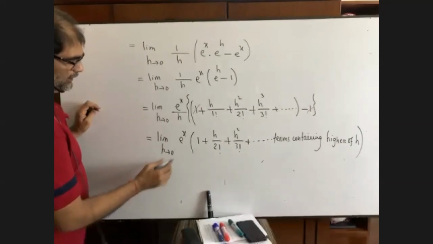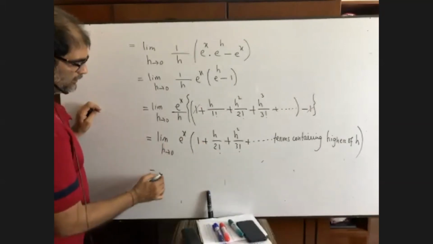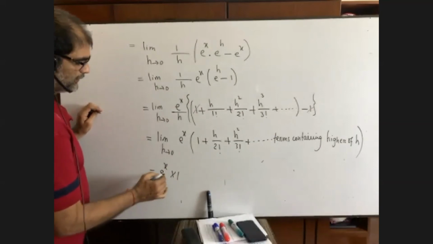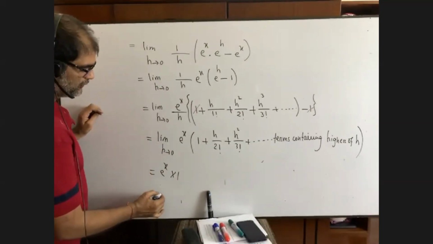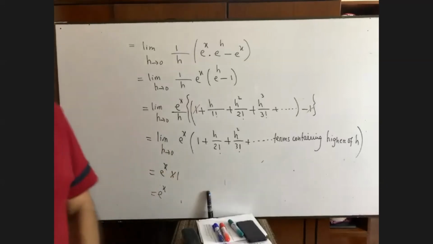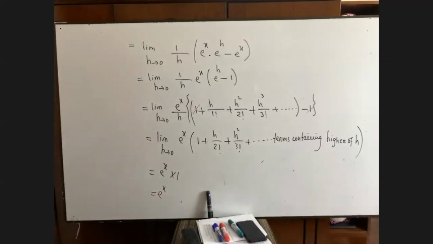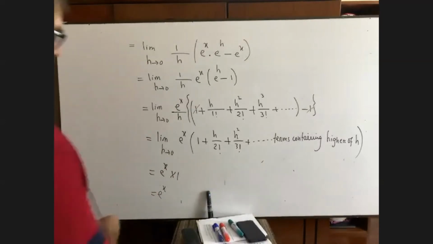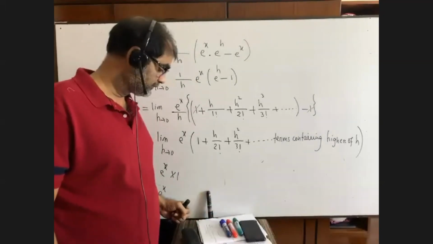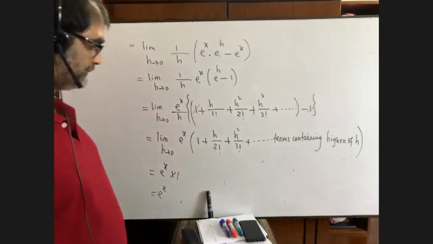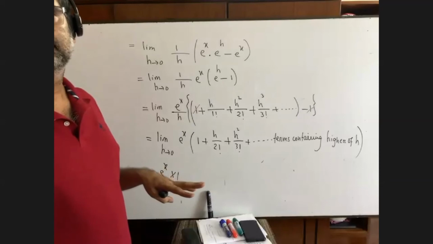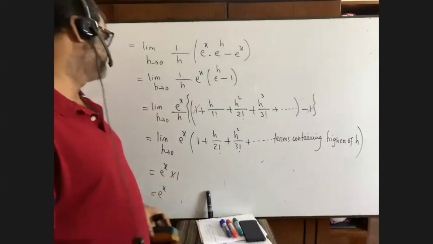So we will get only e to the power x into 1, that is equal to e to the power x. And yesterday I told you that the differentiation of e to the power x is e to the power x. Can you remember, please? But all of you failed to get it. Is it okay? Yes, sir. That's good.